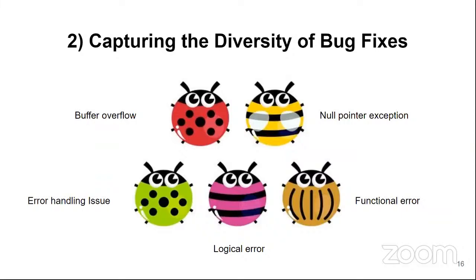The second challenge is to capture the diversity of bug fixes. There are so many different types of bugs, and they all have different fix patterns. For example, a buffer overflow bug is very different from an error handling issue or a null pointer exception. Therefore, it is difficult for only one model to learn all these different fix patterns.